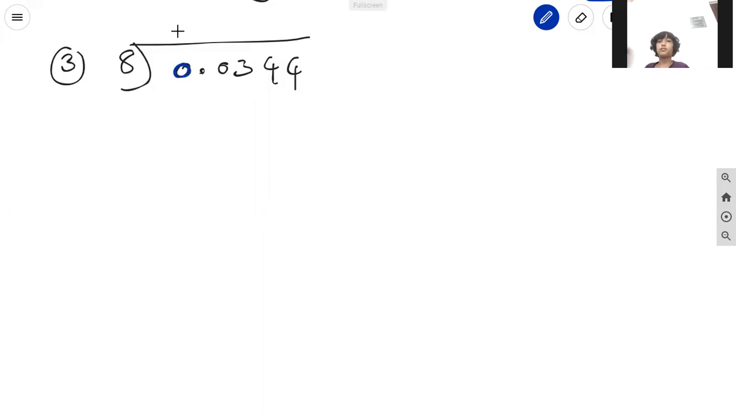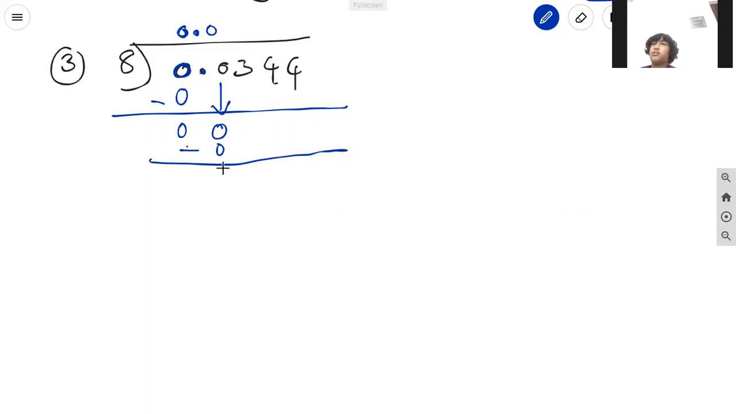0 is there. 8 zeros are 0. Then minus, it becomes 0. The decimal point can be written here. Then we take the tenth digit, that is 0. 8 zeros are 0 only. Subtract 0. Again take 3. Write down the 3.